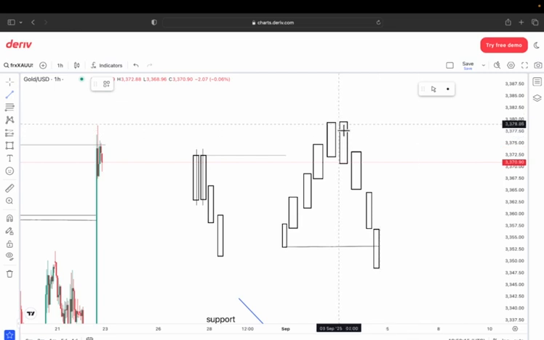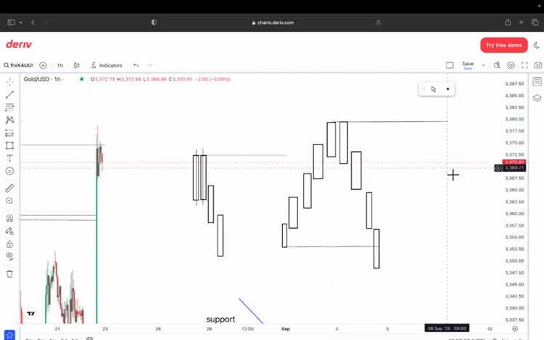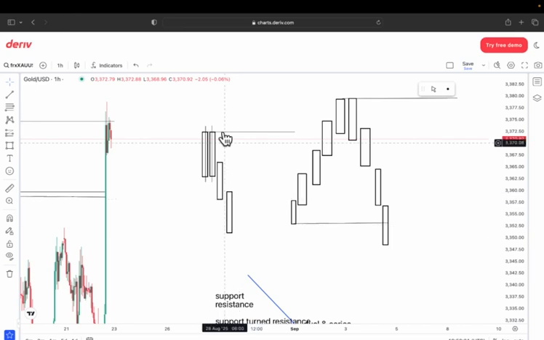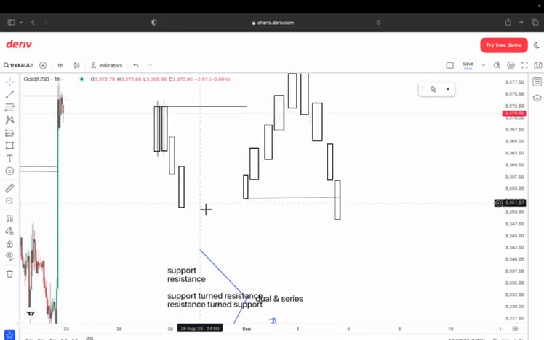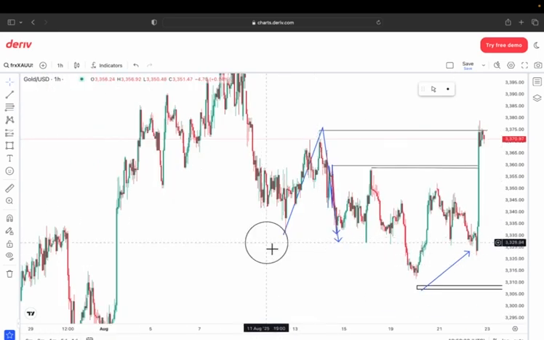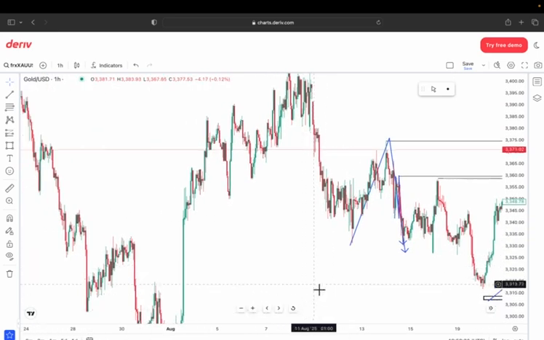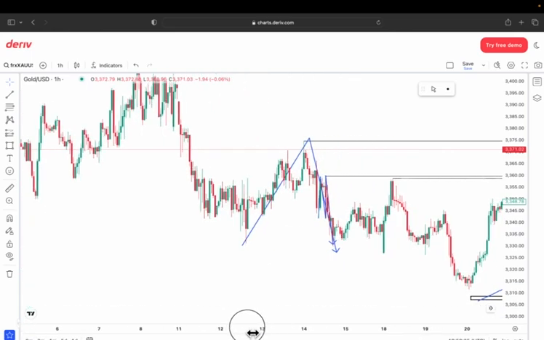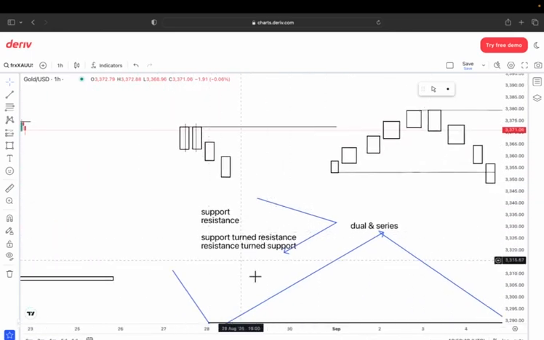As usual, this is a support. Okay, now this one here is dual, this one is series. I think as I'm explaining, I should just show it on the chart so that it won't take very long. Now let's look for the, and mind you, these particular key levels, they are continuation entry models.